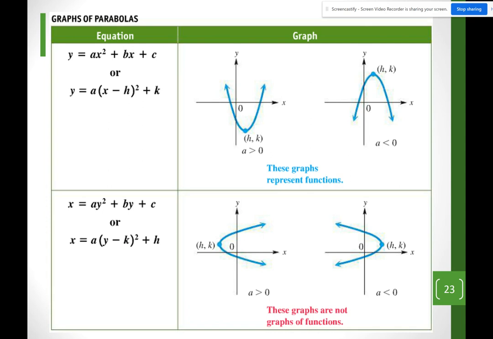Now, once again, where the y was by itself, my graph opened up or opened down. It was a parabola. We call it a function. It was open up or open down. Now, when the x is by itself, it's either open to the right or open to the left. Open to the right if my a is more than 0. Open to the left if my a is less than 0. And these graphs are now called functions.